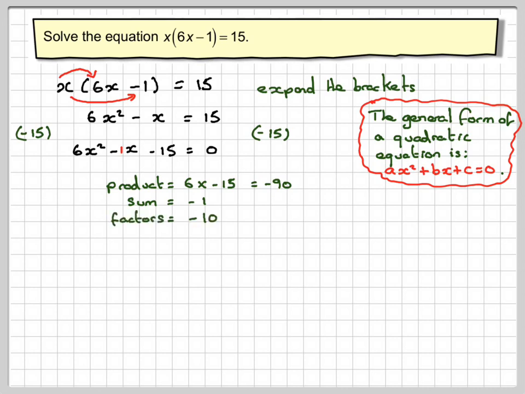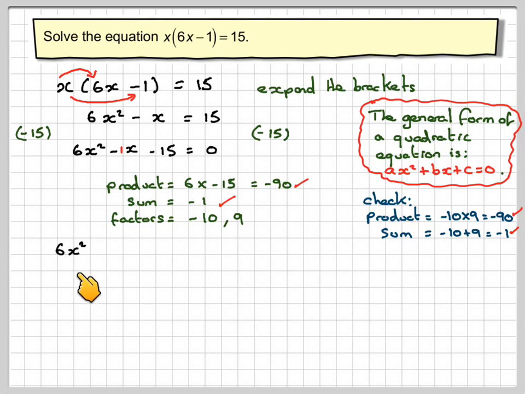Right, the factors will be minus 10 and 9. Did you work that out for yourself? We can just check those. The product will be minus 10 times 9, which makes minus 90, so it's okay. And the sum will be minus 10 plus 9, which makes minus 1.